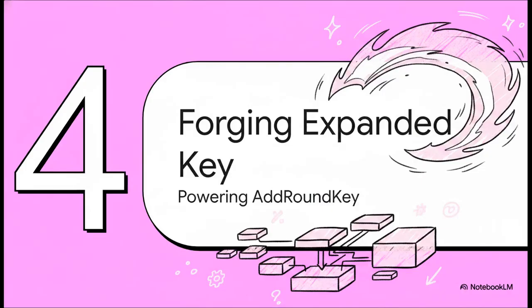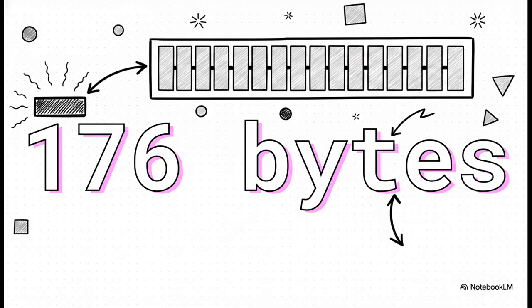All right, Section 4, Forging the Expanded Key. Let's pivot away from our data byte for a minute and look at the fuel that actually powers this whole thing, the key expansion used in the AddRoundKey step. Say you start with a standard 128-bit key. That's literally just 16 bytes. But wait, we have an initial AddRoundKey step plus 10 full rounds, and every single one of those requires its own 16-byte key. So AES takes that one short initial key and massively expands it into a linear array of 44 words, which is 176 bytes in total.